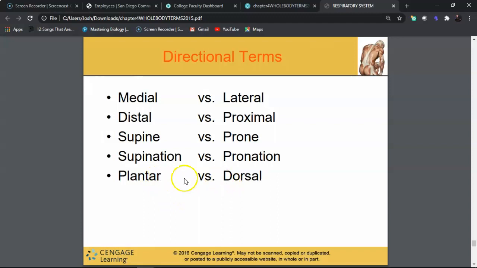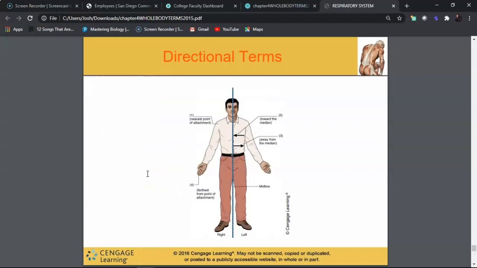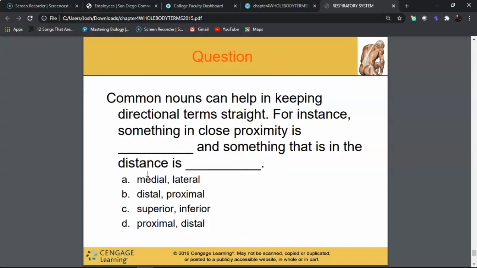And then plantar and dorsal are actually terms that refer to the foot. The plantar part of our foot is the bottom part. If we had a plantar wart, it's usually on the bottom of our foot. So the plantar surface of our foot is the bottom. The dorsal surface of our foot is actually the top part of our foot. We have a specific artery on the top of our foot called the dorsalis pedis. So the dorsal part of our foot is the top, the plantar is the bottom. And this just gives us some of our directional terms that we talked about.